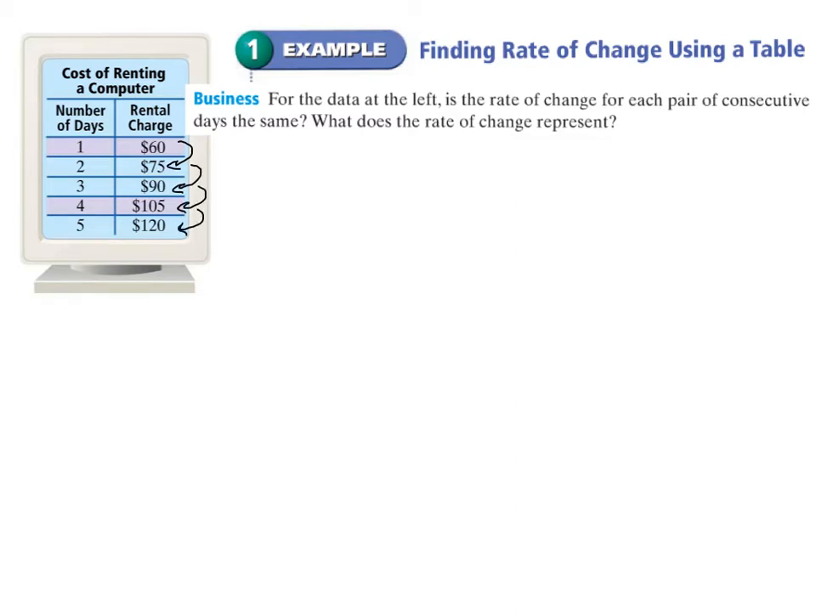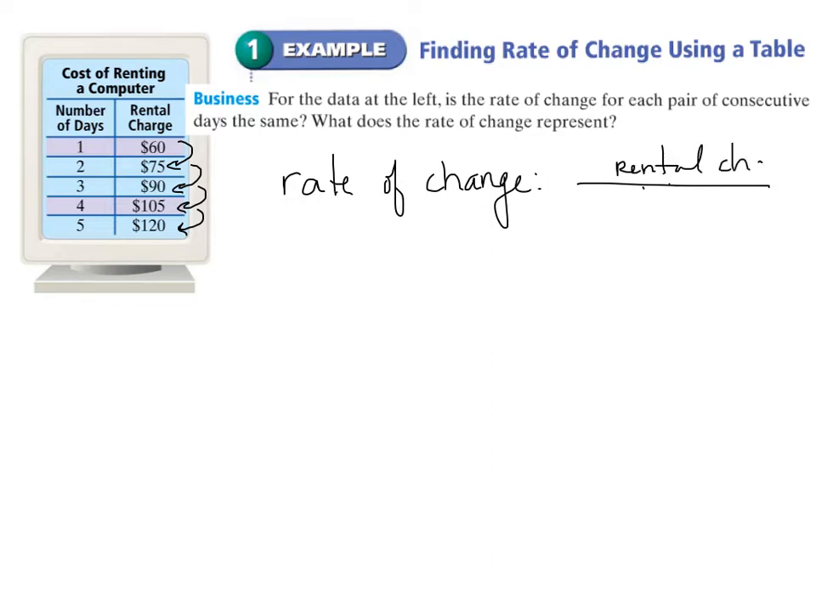So we can write them as a rate of change. Now remember, this is important. The rate of change is your dependent variable divided by the independent variable. Now in this case, the dependent variable is your rental charge, your change in cost. This is your rental charge because your rental charge is dependent on the number of days.